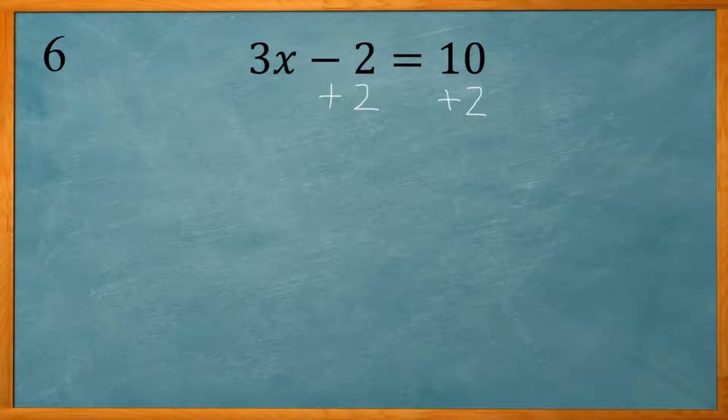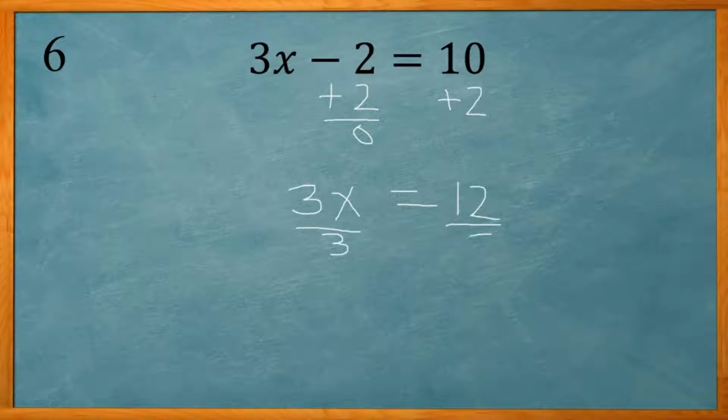Negative 2 plus 2 is 0, so that goes away, leaving me with just the 3x. 10 plus 2 is 12. That was our first step. Our second step: we've got 3 times x equals 12. The opposite of multiplication is division, so I divide both sides by 3. That leaves me just a 1x, and 12 divided by 3 is 4. So we did two steps. We added 2 to both sides and divided both sides by 3.